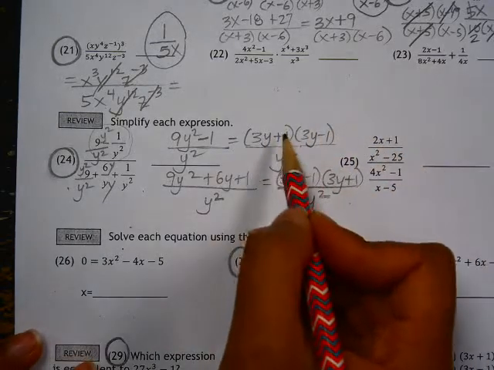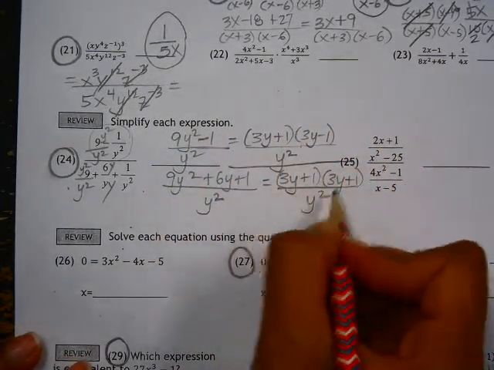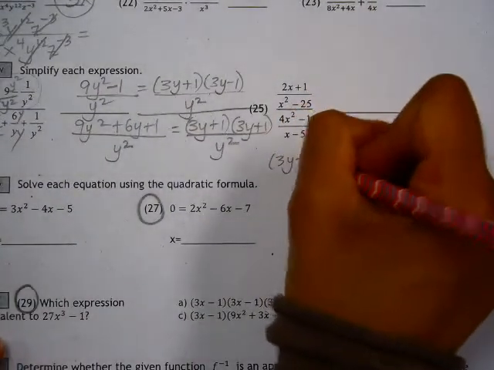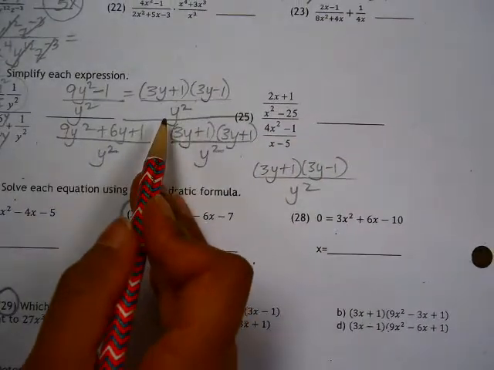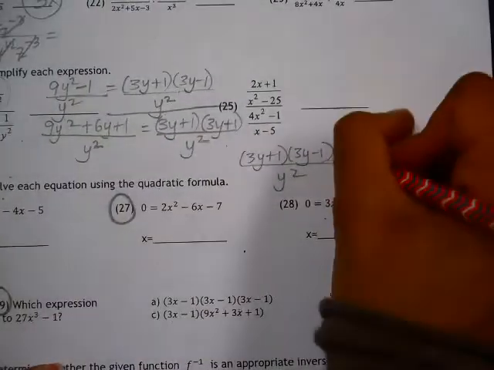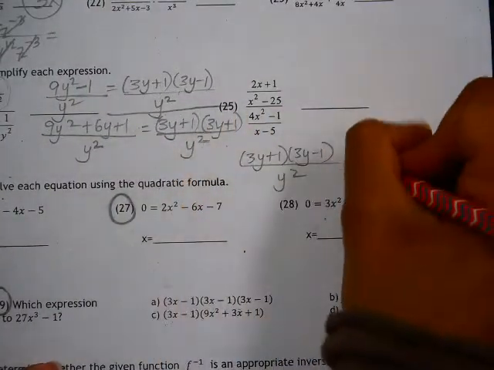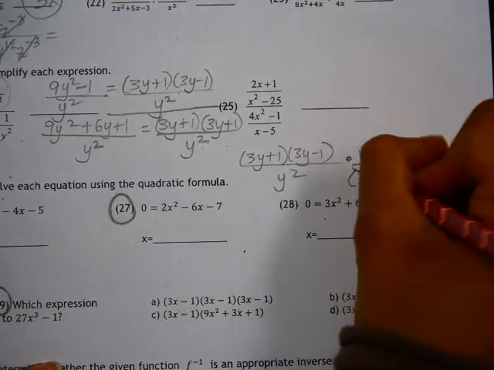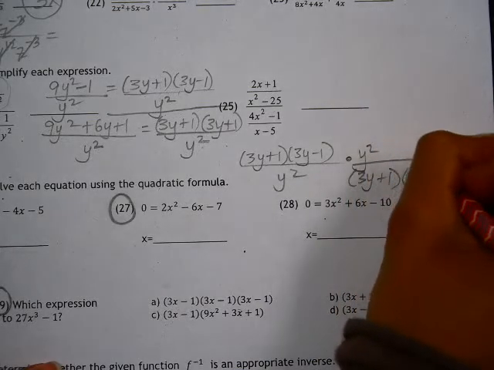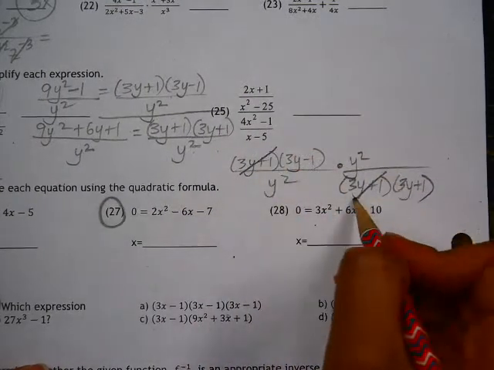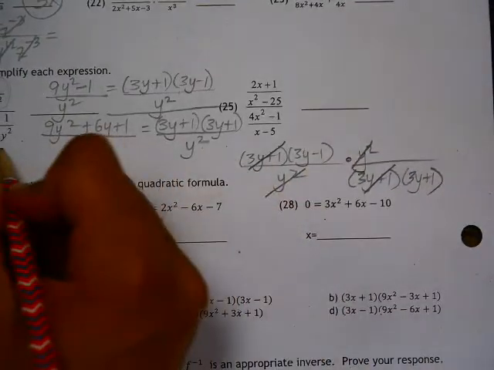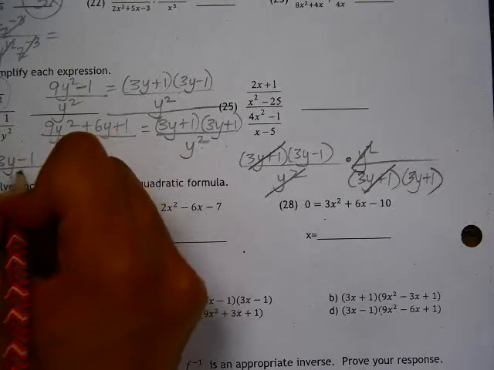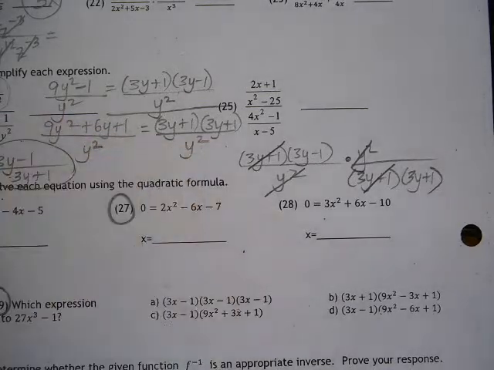So now I have this expression divided by this expression. So if we rewrite that as a traditional division problem, we have this divided by this. That means we're actually multiplying by the reciprocal of this. So y squared over (3y + 1)(3y + 1). So these common factors cancel, these common factors cancel. So in the end, we end up with (3y - 1) over (3y + 1).